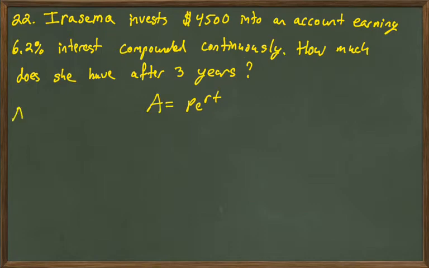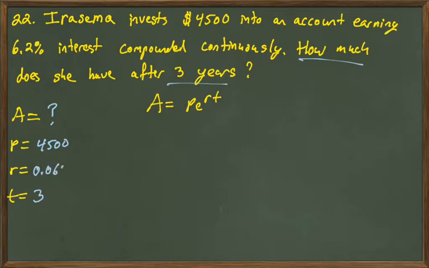We're going to write out all our variables, A, P, r, and t, and then we'll go back to the problem and we'll hunt down all the values that we know. So how much does she have after 3 years? That's what they're asking us to find, so we won't know the future value, or A. Okay, and time is given to us as 3 years. And the principal is she invests $4,500, and the interest rate is 0.062 as a decimal.